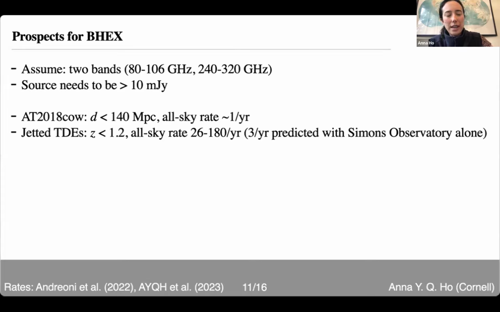But just for 18cow, I think it's reasonable to think that there will be about one per year that would be suitable for BHEX. And for these jetted TDEs, potentially the number could actually be very high. There's a lot of uncertainty on this rate, but it could be the case where we would be limited more by how much time we want to spend with BHEX rather than the number of sources available to us. And we're only getting more efficient at discovering these sorts of transients. So in a way, this is kind of a lower limit.